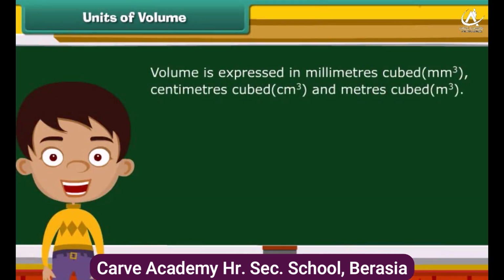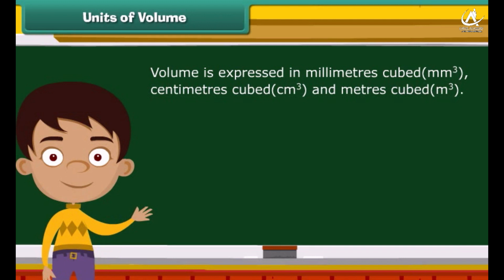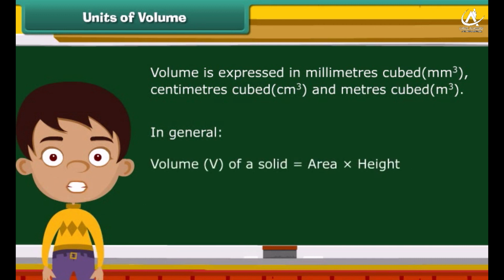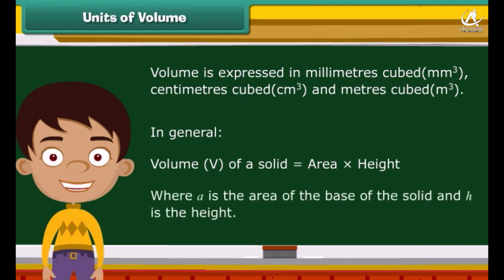Basically, volume is expressed in millimeters cubed, centimeters cubed, and meters cubed. In general, the volume, V, of a solid is given by the area of the base into height, where A is the area of the base of the solid and H is the height. Let's learn about the volumes of different objects.